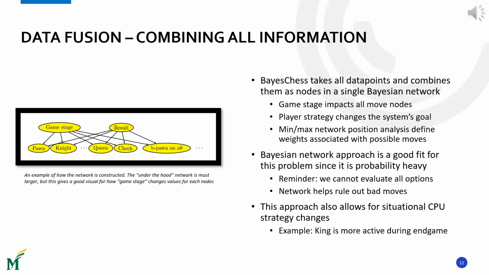This approach also allows for situational computer strategy changes. For example, in the endgame, the king is a lot more active and is trying to help its pawns push up the board, but in the early game, moving your king out from safety would be unwise as it would lead to openings for the opponent to win.